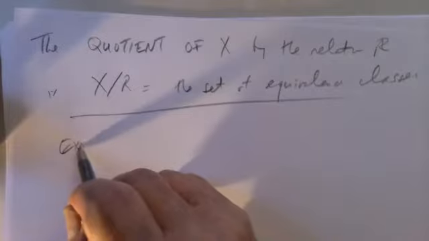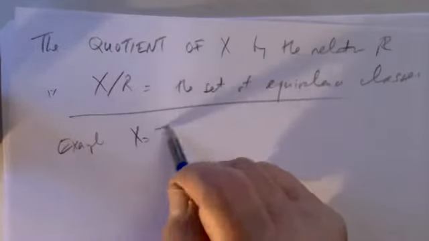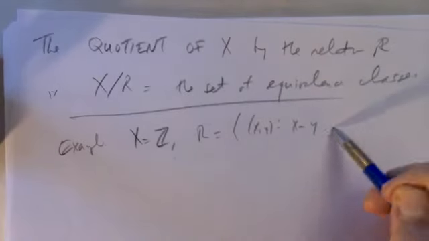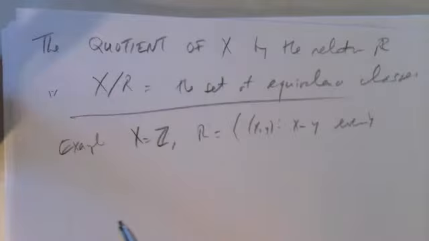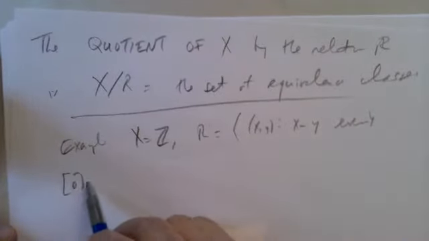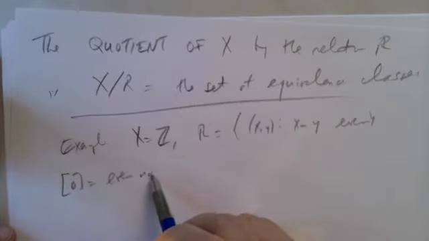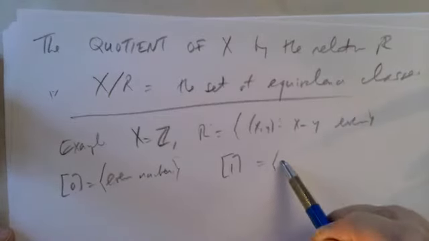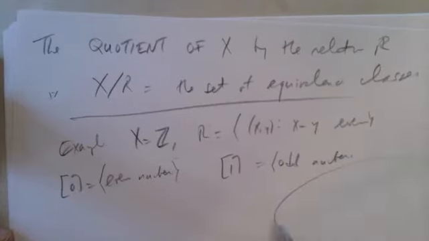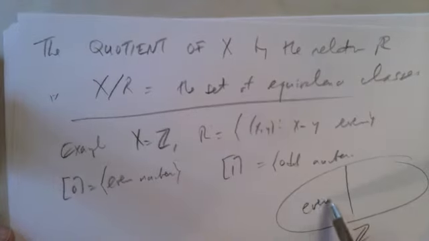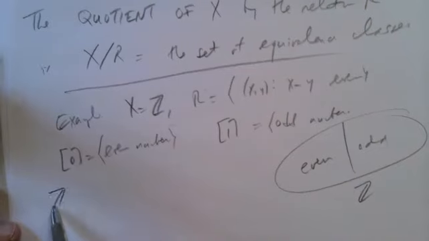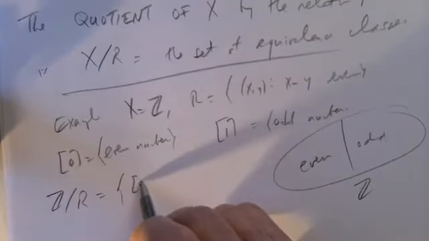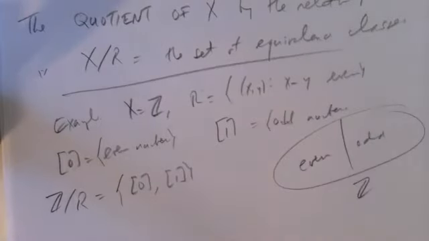So for example, if we take X to be the integers and R to be our relation, all pairs such that X minus Y is even, there are only two equivalence classes. The set of even numbers is the equivalence class of zero. The set of odd numbers is the equivalence class of one. And we've divided all the integers up into the even and the odd. And the quotient of the integers by this relation is a set with just two elements, the equivalence class of zero and the equivalence class of one.